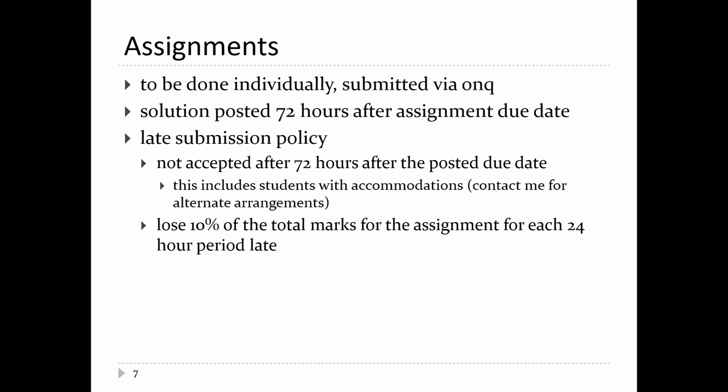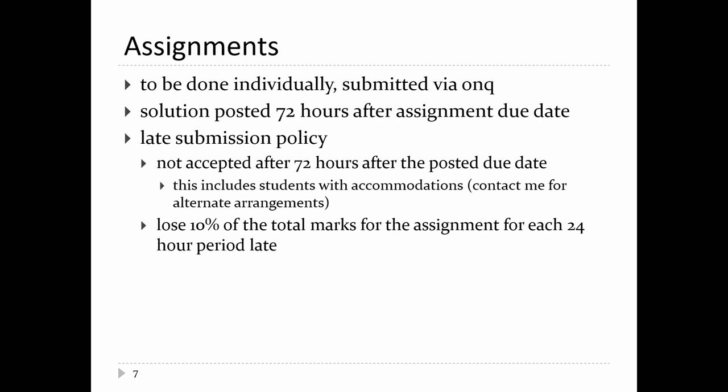Assignments are done individually in this course. The best way to learn is if you do your own work. Solutions: the way this course works is 72 hours after the assignment due date, the solutions come out. So you get fully worked solutions for every assignment that you do in this course.